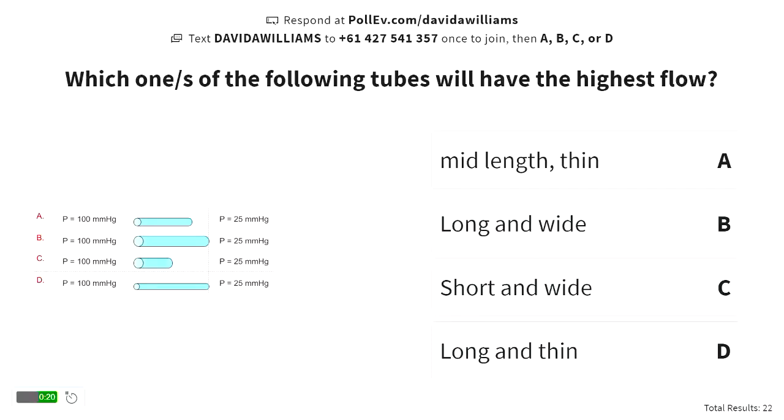Oh, and in case you're wondering, the pressure difference is the same for all of those, all right? That's a constant. Just checking, because some people get a calculator out and just make sure.